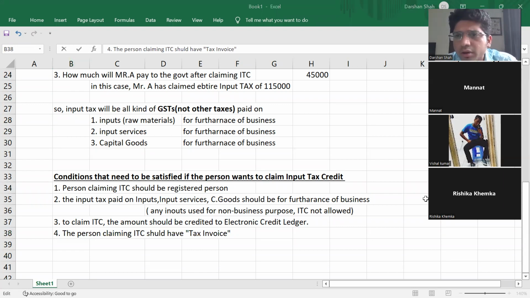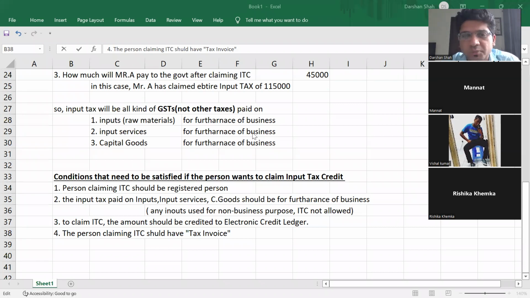Okay, there's a doubt. What is ECL? ECL is this thing only, na? Electronic credit ledger. That's ECL. Okay, ECL is the electronic credit ledger. And there is one more doubt. Credited meaning the output tax the vendor collected? No. The input tax that you want to claim as input tax credit.